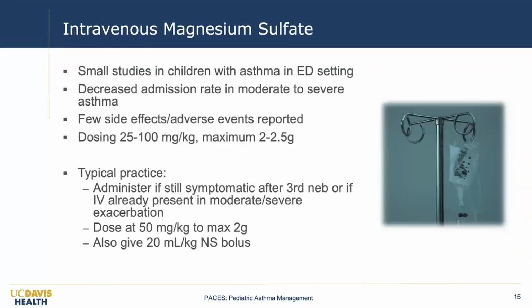One of the other adjuncts that we tend to use in our patients with moderate to severe asthma is IV magnesium sulfate. And this is another one where the evidence is a little bit sparse. There are studies, but they have small numbers, they have different methods from each other, and they have different outcomes. So it's been difficult to pool the results and feel very confident about them. But they're definitely suggestive of a decreased admission rate in patients with moderate to severe asthma who are treated with IV magnesium compared to patients who aren't.